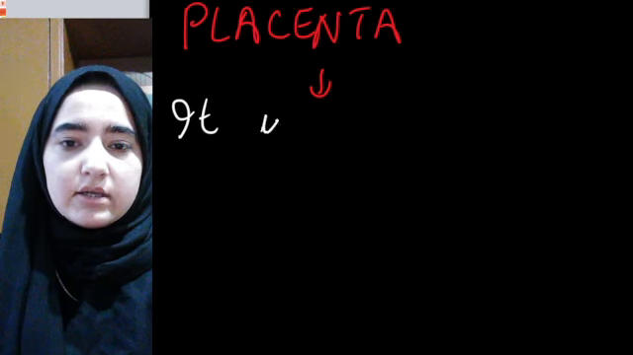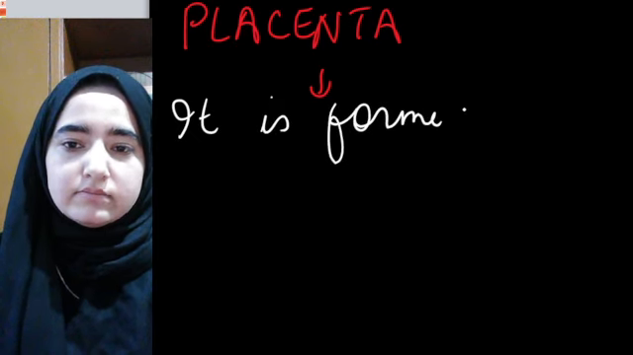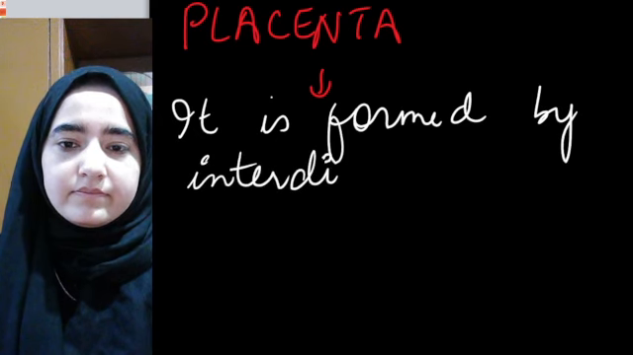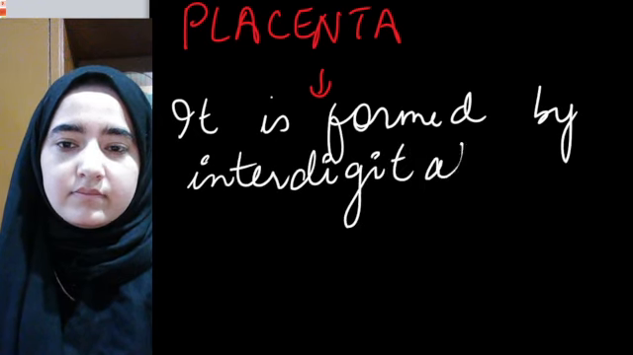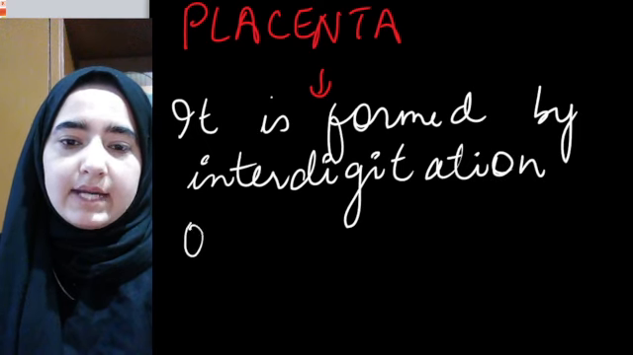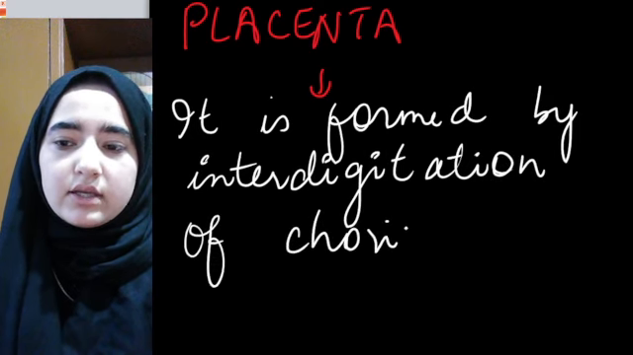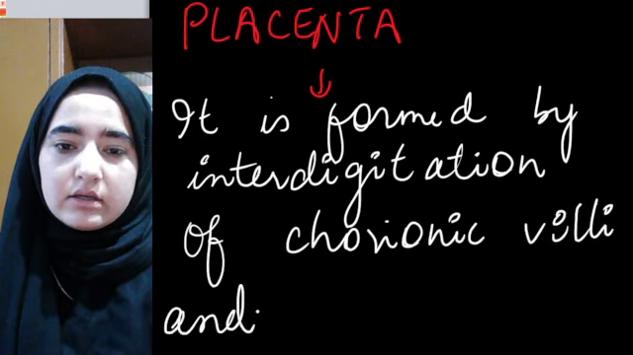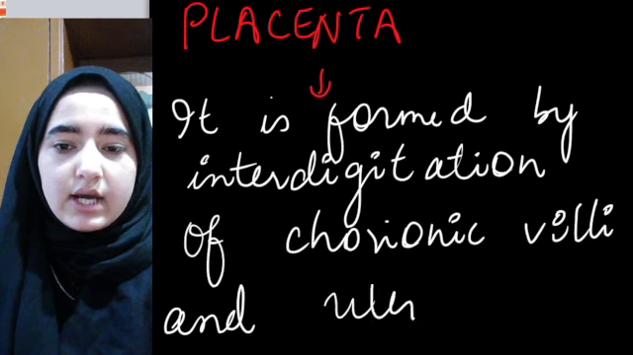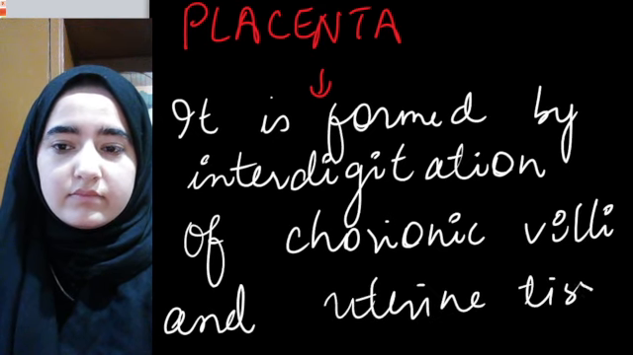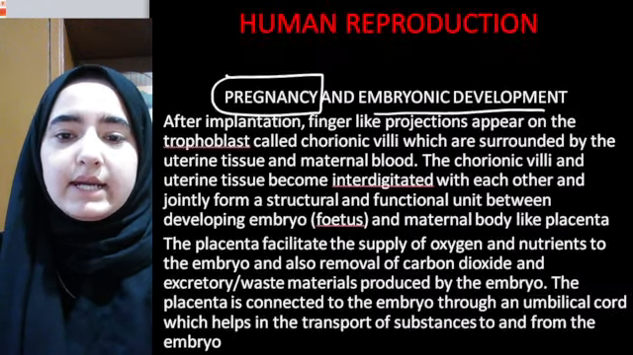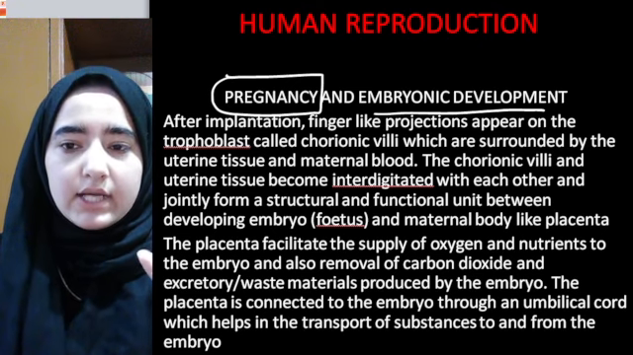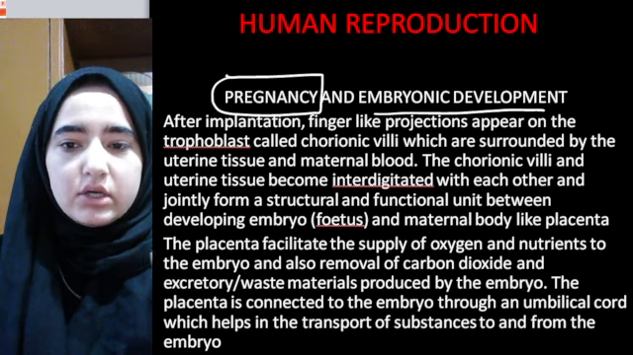It's formed by interdigitation of chorionic villi and uterine tissue. It's the placenta which is formed by interdigitation of chorionic villi and uterine tissue in order to form the placenta.